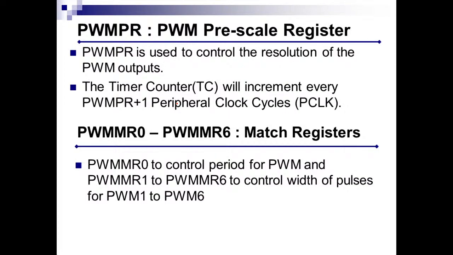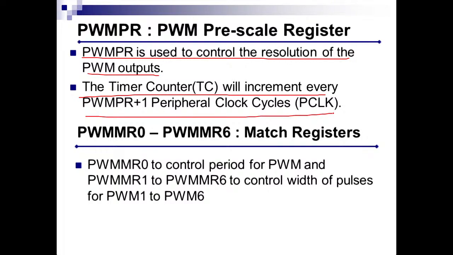There are a few more important registers. PWM PR is the PWM prescaler register. PWM PR is used to control the resolution of the PWM output. The timer counter will increment at every clock. So if you want a smooth change in the width, then you should use prescaler equal to 0. If you say prescaler is equal to 1, then at every 2 clock pulses your PWM width will increase. So how smooth you require the width modulation to be, depending on that you have to use this prescaler value, right?